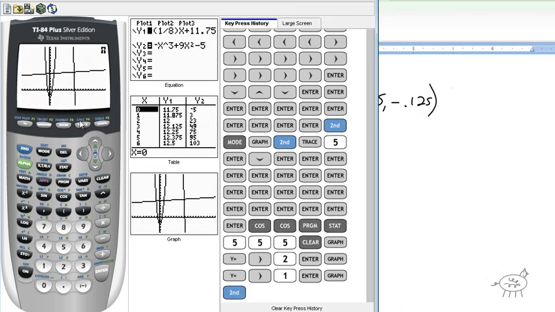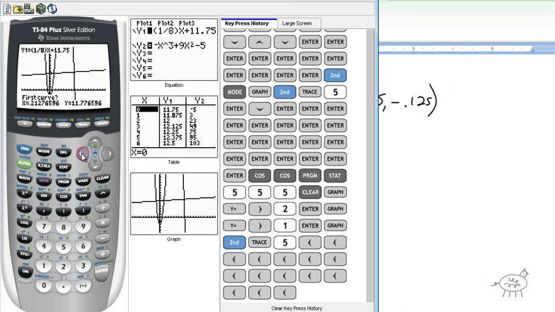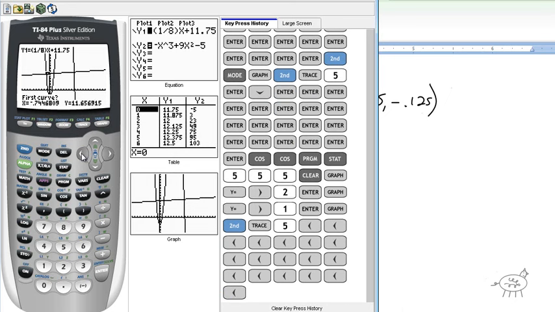Then we're going to do second, calculate, and we're going to do intersect, 5. Now notice it's flashing over in that one spot there. It's on the graph of y equals 1/8 x plus 11.75. So it knows which line we're on, but it doesn't know which point I'm talking about. I need to cursor over to get close to the first point. Okay, that's close. Hit enter. Second curve. Okay, it's on that line, so we'll hit enter.